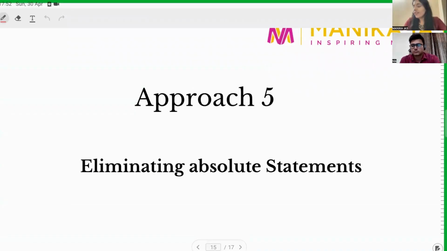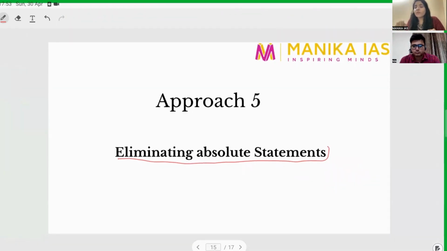Yes, ma'am. Now let's see the fifth approach, which is eliminating absolute statements. Many times when you read the question, you will figure out that there are statements which say every, all, none, not, such sort of absolute words. Those statements are generally incorrect, not 100% incorrect, but generally they are. And 80% chances are you will get such questions right if you mark them incorrect. So we have to take those chances, and it has to be intelligent also.